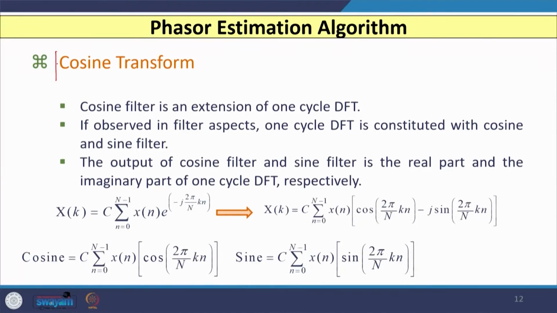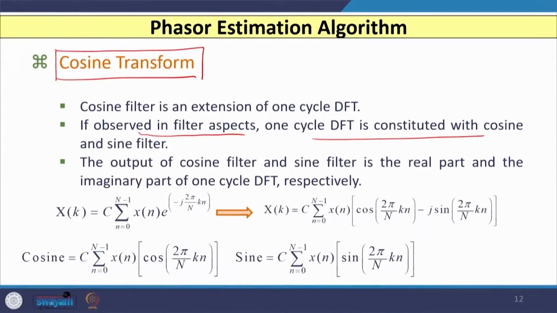Now, let us see the third type of phasor estimation algorithm, that is known as the cosine transform. The cosine filter is basically an extension of the one cycle discrete Fourier transform algorithm. In terms of filters, the one cycle DFT is basically constituted of a cosine and a sine filter. The output of the cosine filter and the sine filter are considered as the real part and the imaginary part of the one cycle DFT.